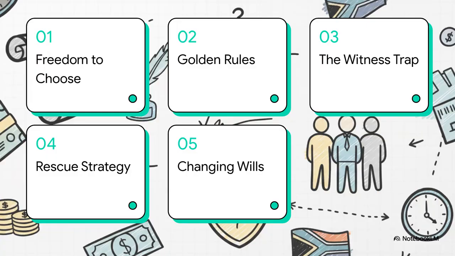So to keep you out of trouble and help you avoid any accidental disinheritance, here's our roadmap for today. We're going to cover the freedom to choose, the golden rules of execution, the witness trap, the expensive rescue strategy, and finally, changing or canceling wills. Let's get right into it.